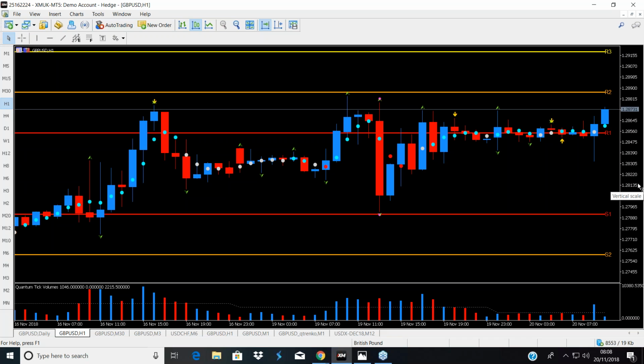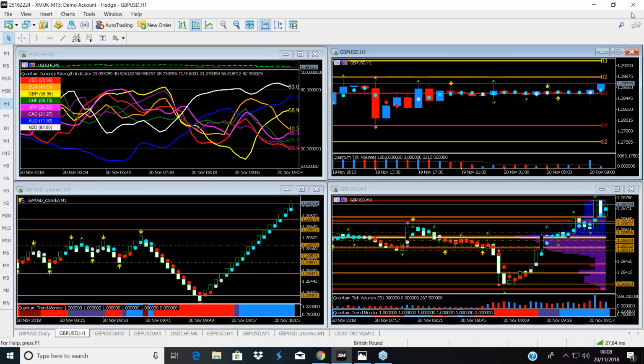So it gives you a perspective both in the short term and from a medium term perspective of where the currency pair is likely to be heading, not only heading but where it is likely to be pausing as well.